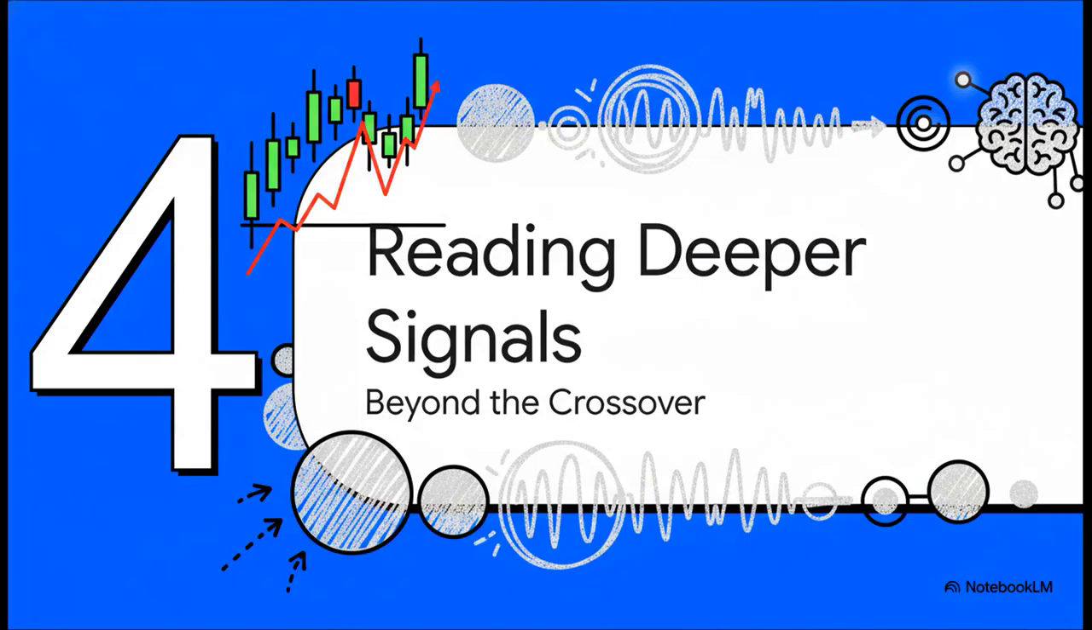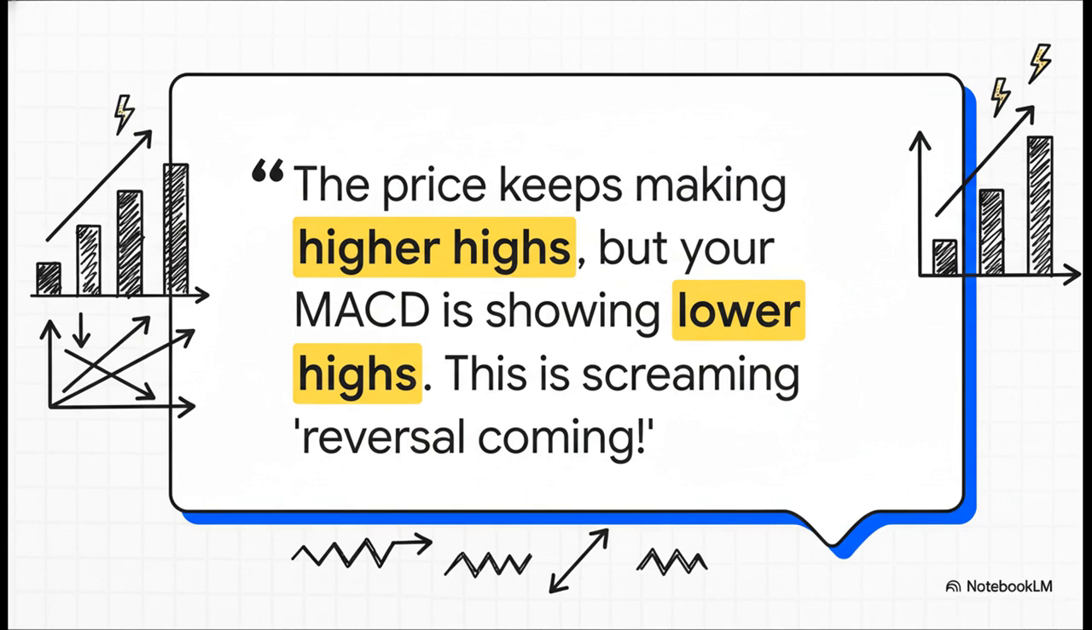Okay, so once you get your settings dialed in, we can start to move beyond just looking for simple crossovers. The real money, the real edge, is made by reading the deeper signals that the MACD is giving you. This is where you really level up. This quote just nails the whole concept of divergence. I want you to picture this. The price on your chart is pushing up, making new highs. Everyone's getting super bullish. But your MACD indicator, down below, is quietly making lower highs. It's telling you the momentum underneath is fading.